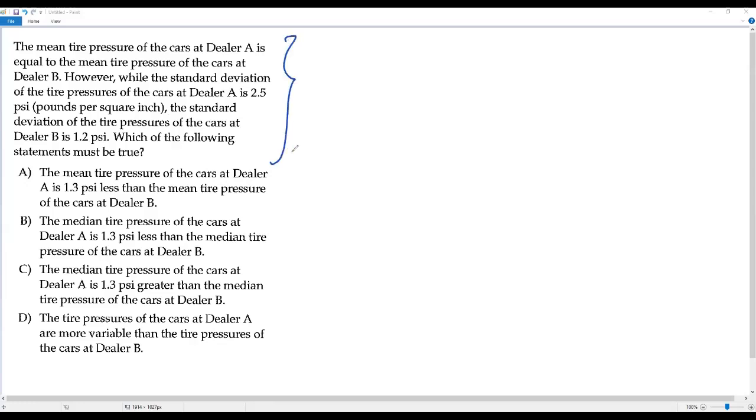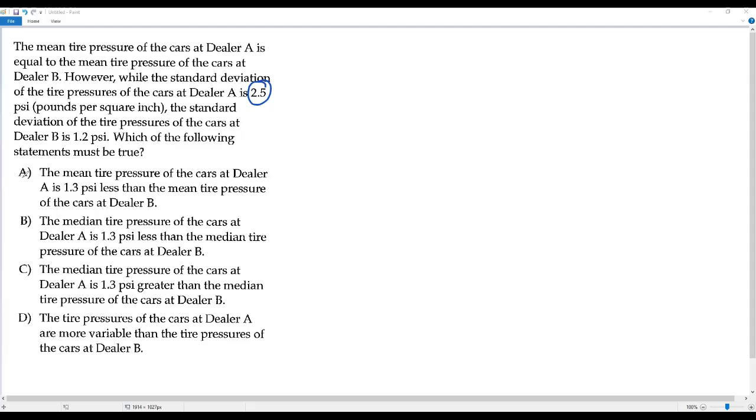Okay, in the given information, we have two things. One is the mean and the other one is the standard deviation. Mean is one of the measures of center, and standard deviation is one of the measures of spread. The first information clearly says that the mean at dealer A and at dealer B are equal. So the mean tire pressure of the cars at dealer A is equal to the mean tire pressure of the cars at dealer B. But the standard deviation is different, because the standard deviation of the tire pressures of the cars at dealer A is 2.5, but at dealer B it is 1.2. So for dealer A, we have more standard deviation. We have to keep this in mind and check the options one by one.